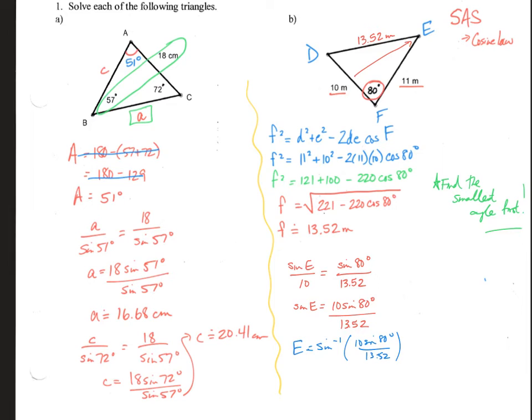However, you don't need to show that. You can simply go ahead, take 10 sine 80 divided by 13.52, and then do the inverse sine of it, and we should come in on 47 degrees. You're solving for an angle, and our generic rounding rules are solve to the nearest degree.